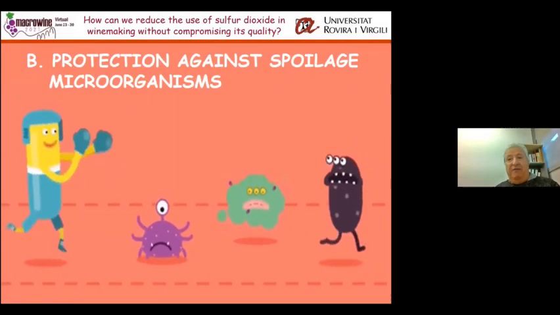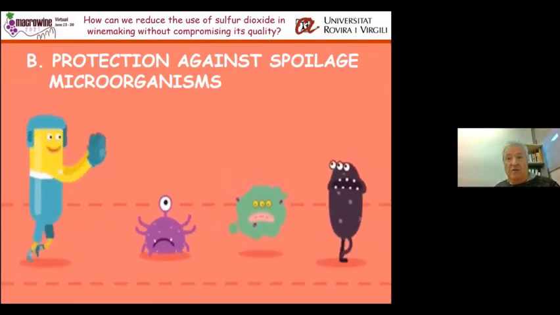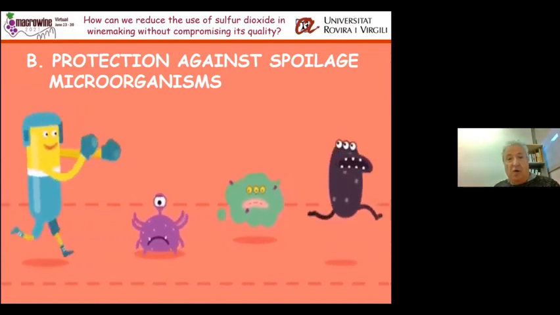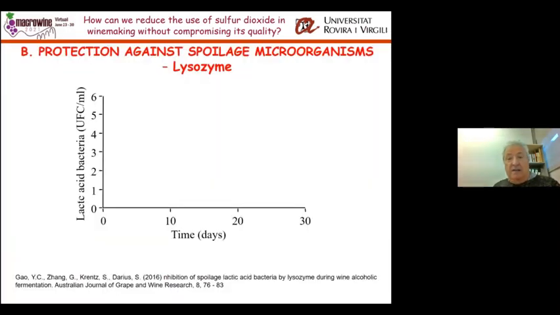Well, the other effect of sulfur dioxide, the reason it is used technologically, is to protect against spoilage microorganisms. In that sense, the first authorized product was evidently Lysozyme. Lysozyme is a very good antiseptic for gram-positive bacteria, especially lactic acid bacteria.